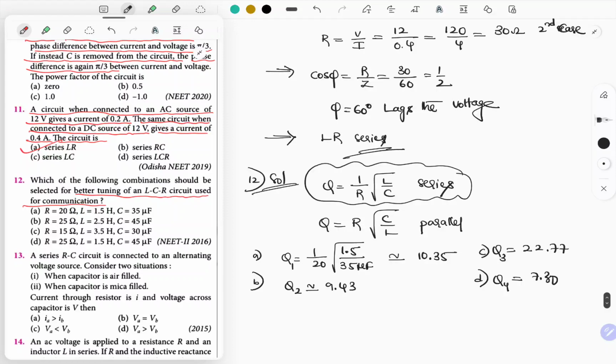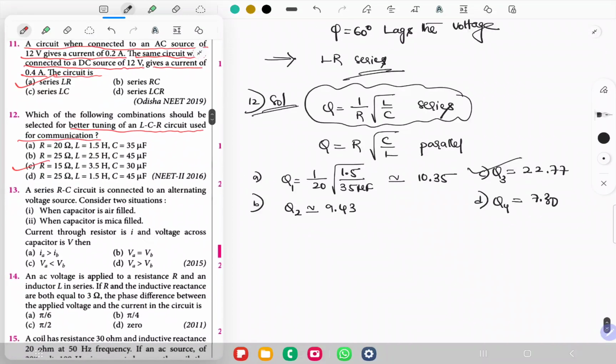You have to substitute and cross check; that's the only way we have. So for which option do we have the higher quality factor? Option C. Option C is the correct answer. Let's move on to the next one.